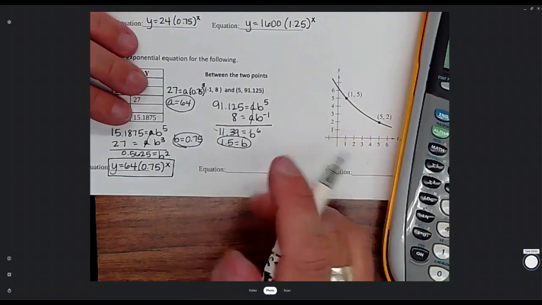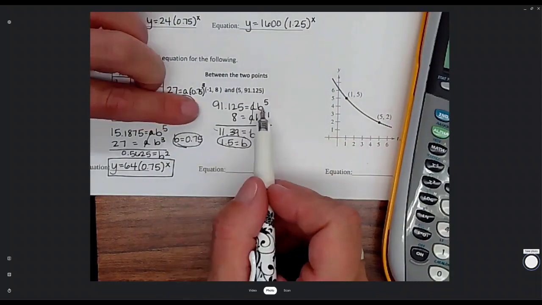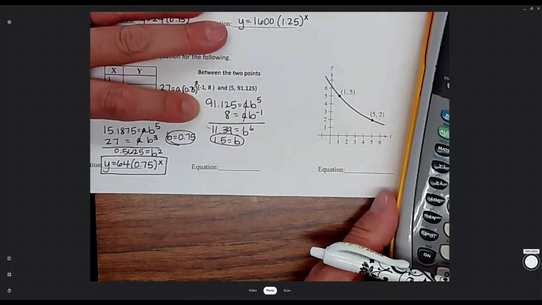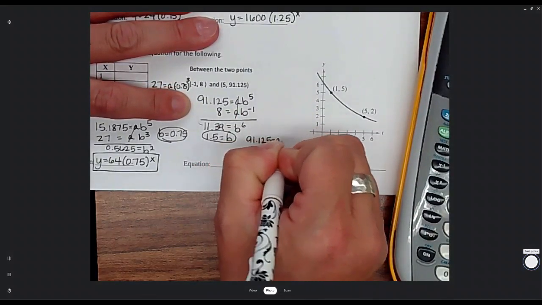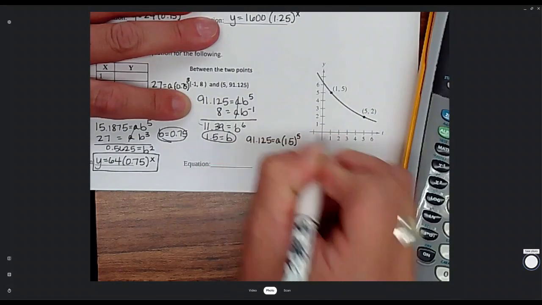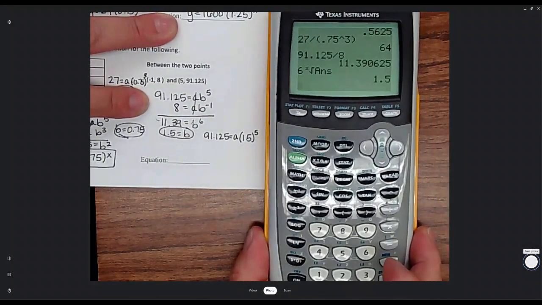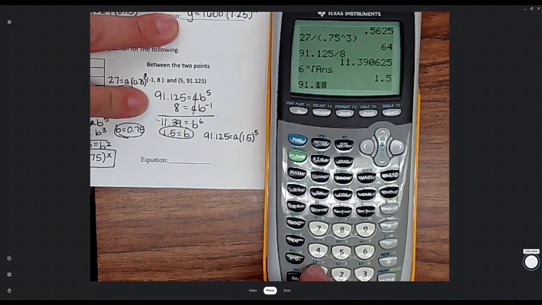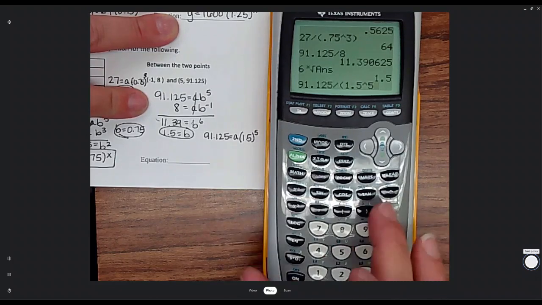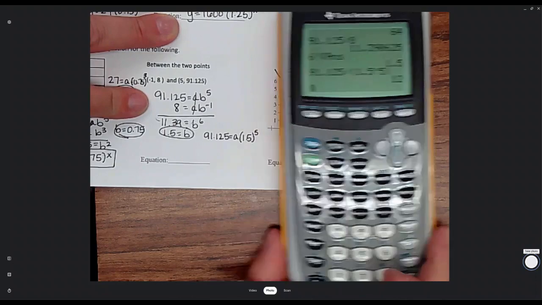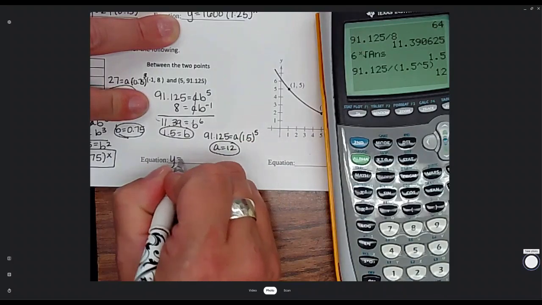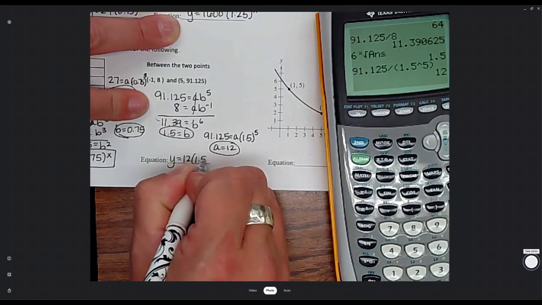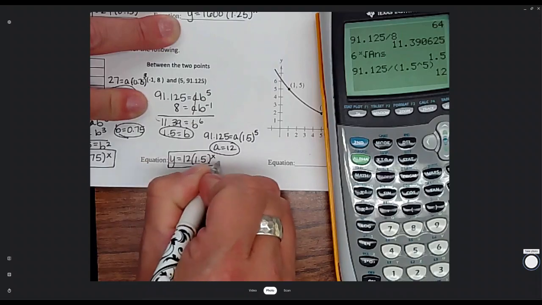Okay, all right, now I am going to go ahead and plug in. I'm going to use this top one here because I've got to figure out the A, right? So 91.125 equals A times 1.5 to the fifth. Okay, so again, I'm going to go 91.125 divided by, use your parentheses, 1.5 raised to the fifth, close that parenthesis, 12. So it looks like the A is 12. Those are the two pieces we need. So y equals 12 times 1.5 to the x.